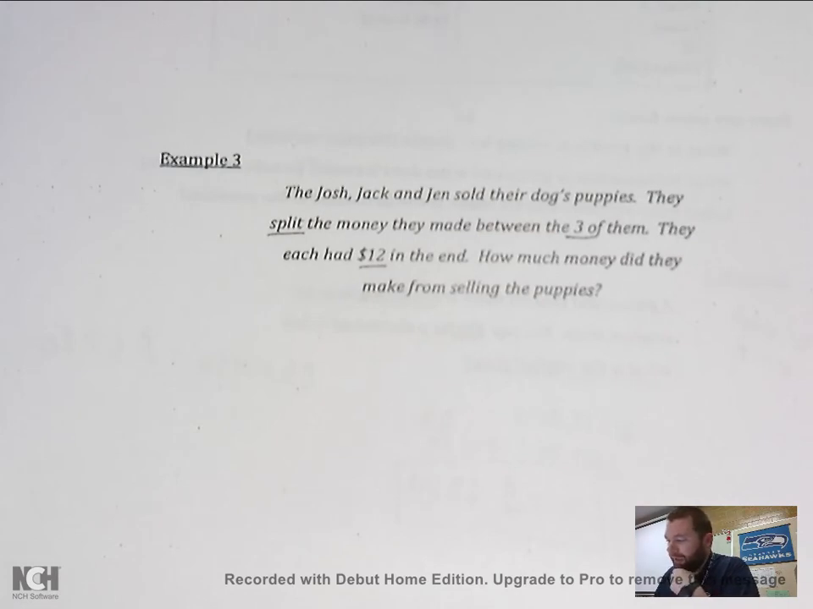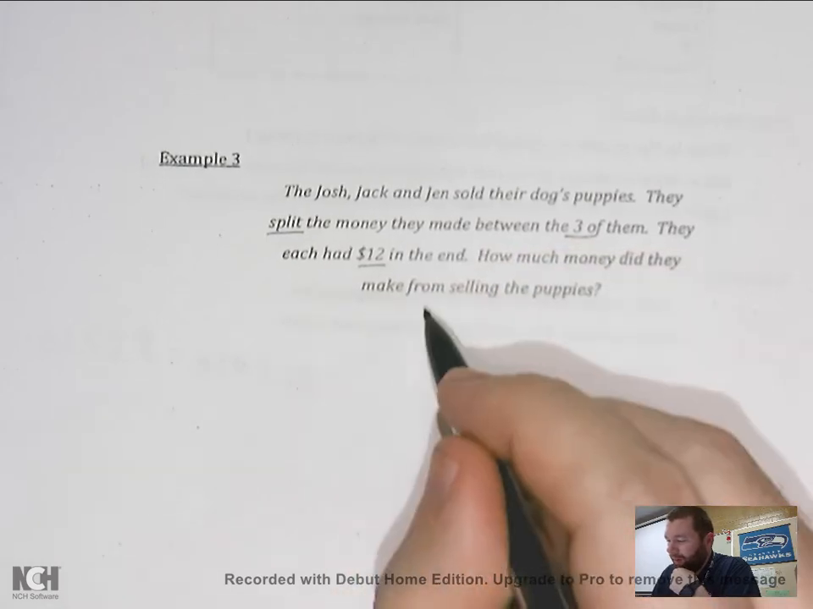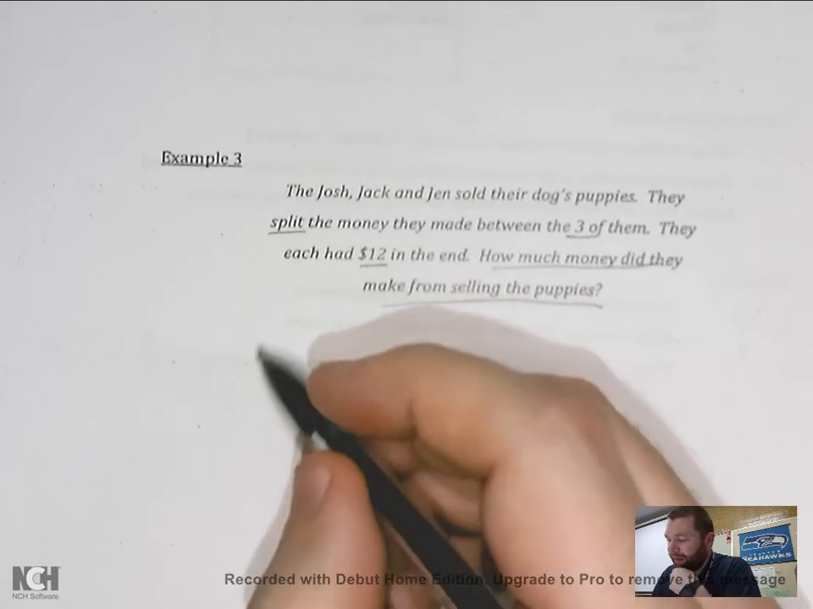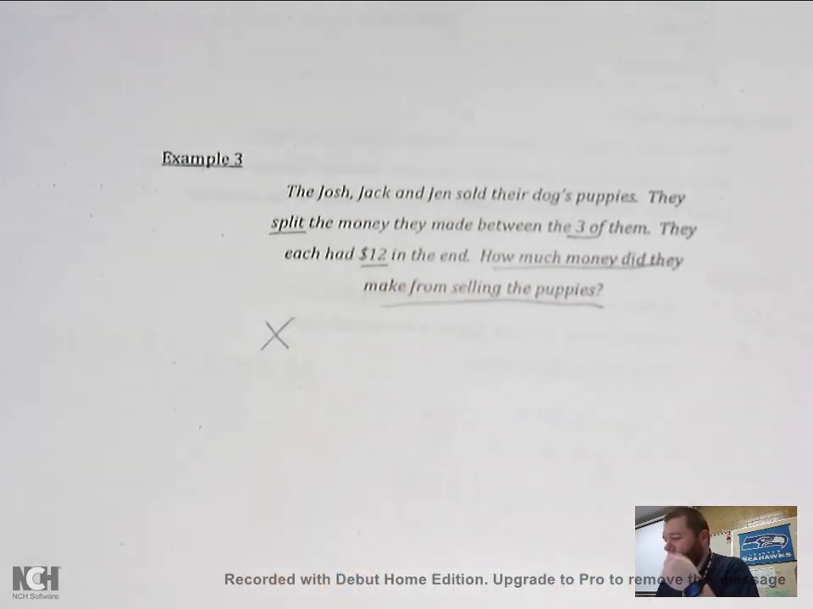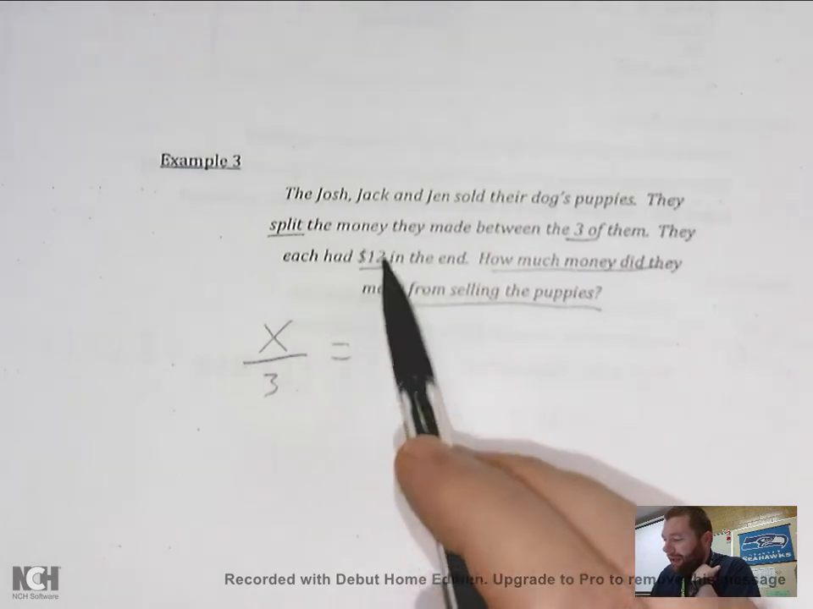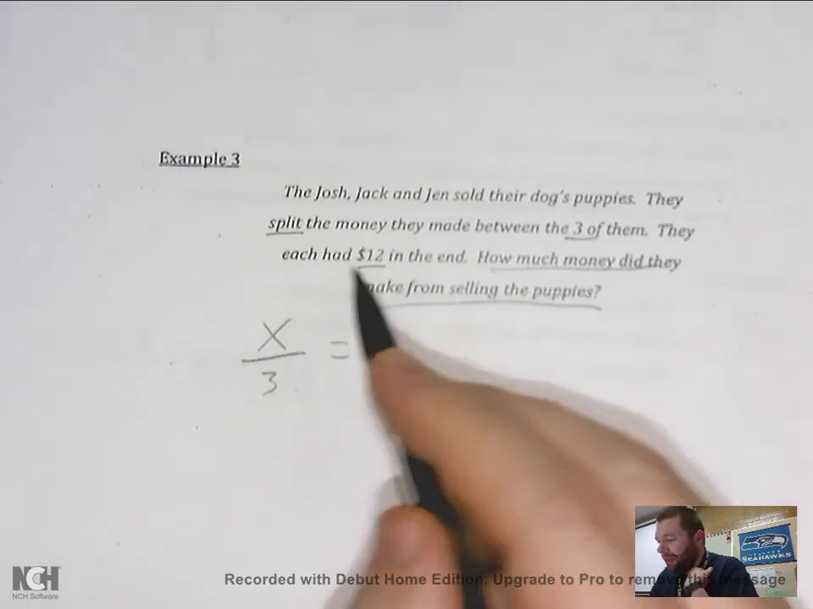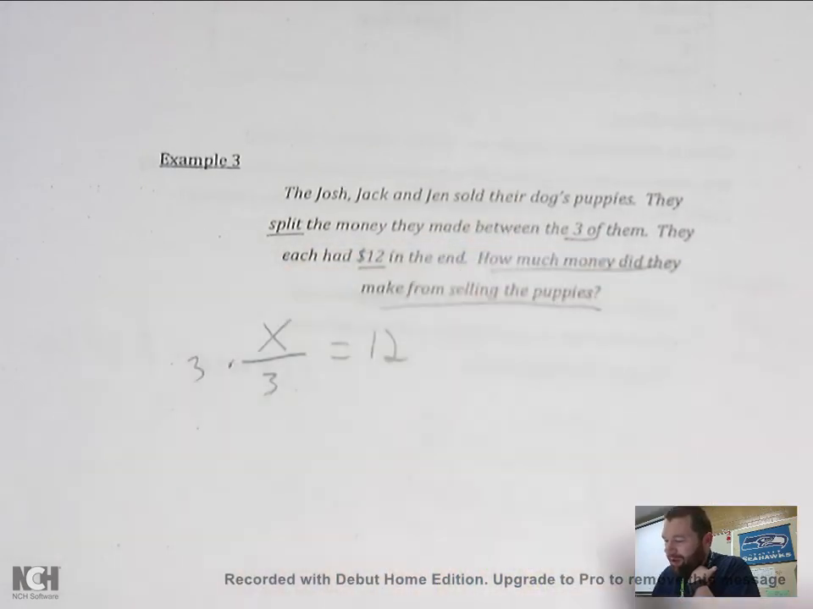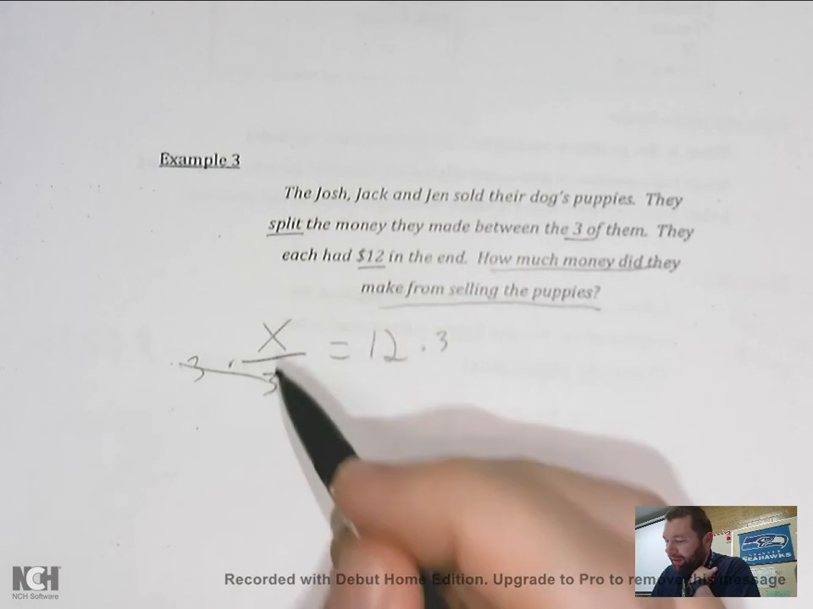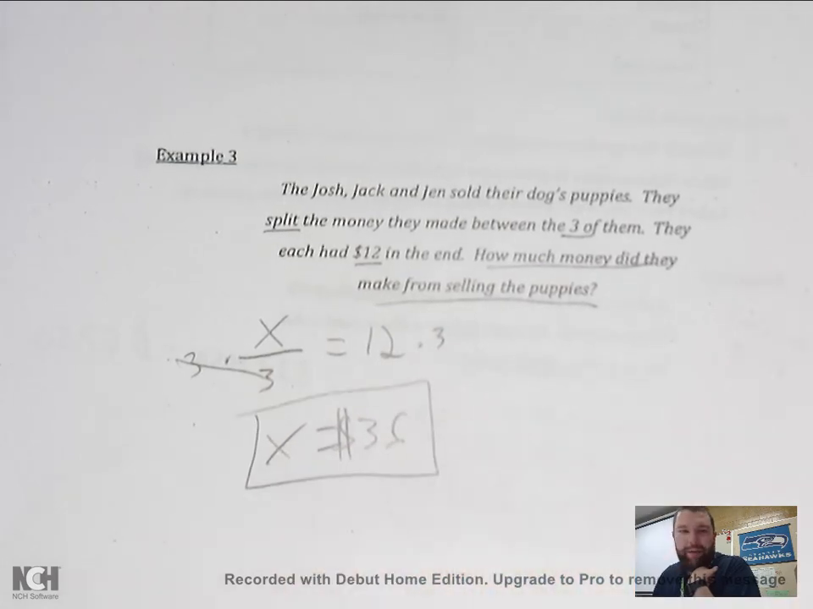So let's think about this. How much money did they make from selling the puppies? Here's my original money amount, X. I don't know that, right? But I know that it got split 3 ways, so that means it got divided by 3. And after it was split 3 ways, they each had $12. There's my equation, right? So if I want to figure out how much money they got in the end, I would have to undo that division, so multiply everything back by 3. And that means that originally they had $36. 36 divided by 3 is in fact 12, right? So it's not that tough today, right?